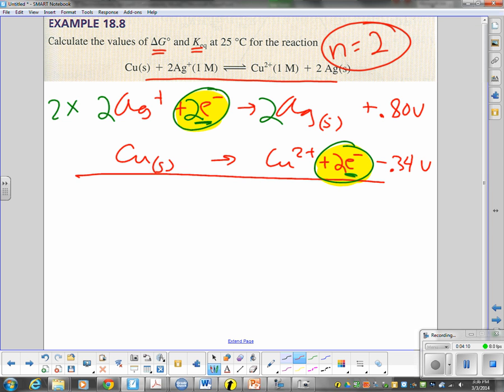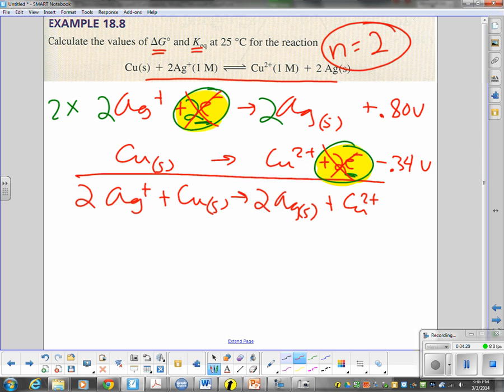I'm going to now add the 2 reactions together. So I'm going to cancel them. So I get 2 Ag plus Cu as a solid, arrow, 2 Ag as a solid, and then plus Cu2 plus. When I add these 2 together, I'm going to get positive 0.46 volts. So I know the reaction's spontaneous already. I'm good to go by the E cell value.